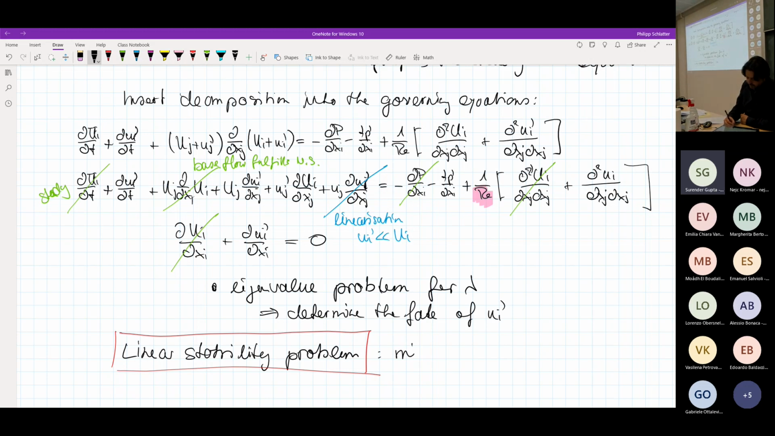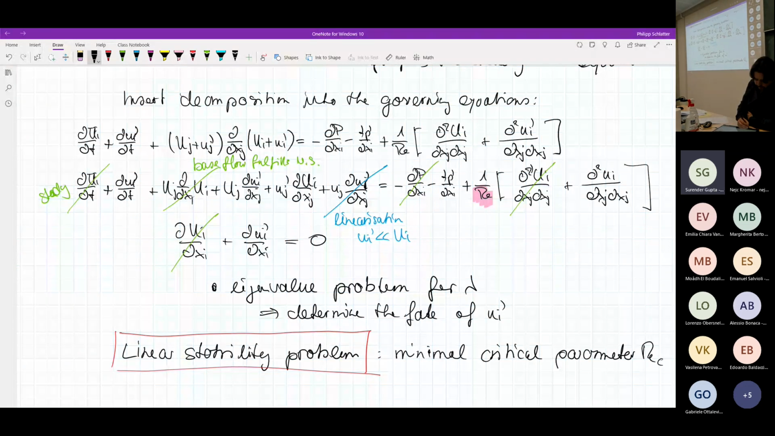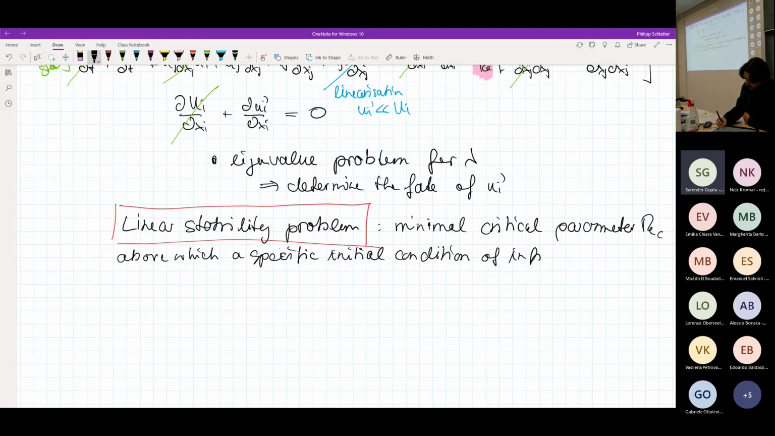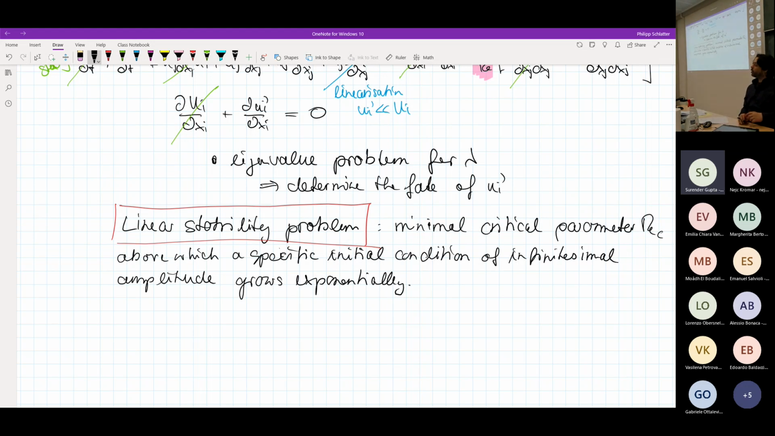So we can use that to find the minimal critical parameter, Reynolds C in that case, above which a specific initial condition of infinitesimal amplitude grows exponentially. So that would be now one question that we could ask ourselves, which we can answer using this linear stability problem. So we could find the critical Reynolds numbers.